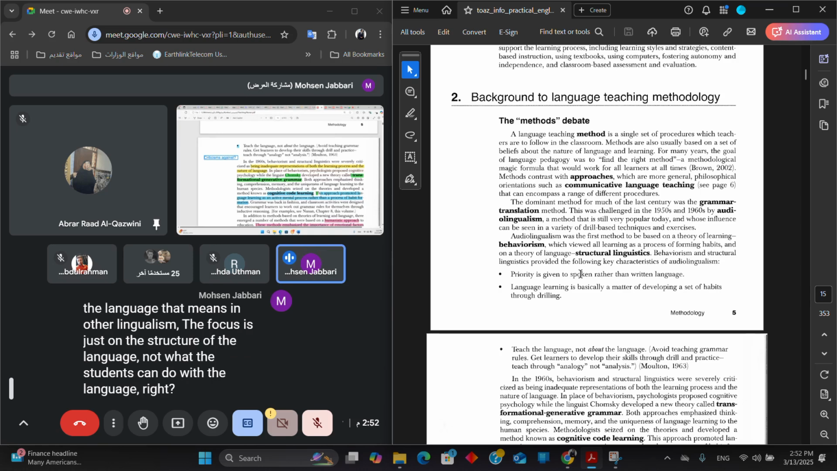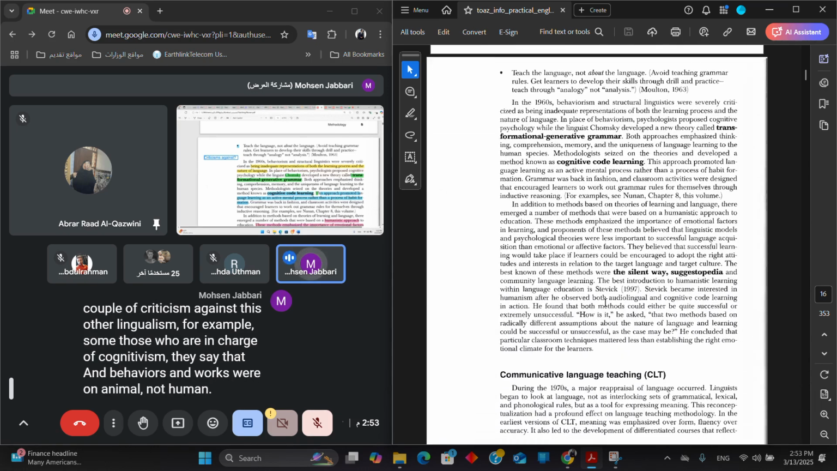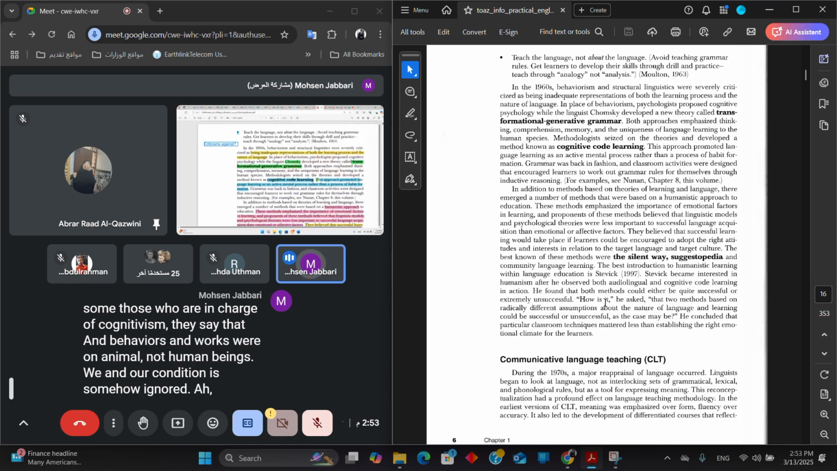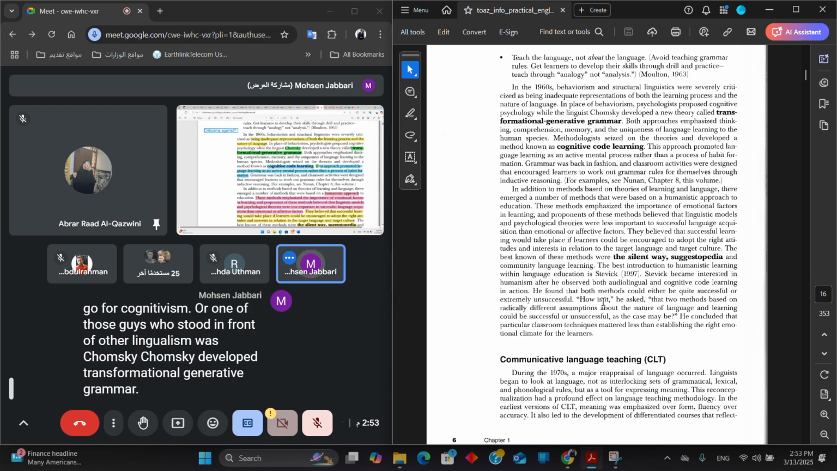There were a couple of criticisms against audiolingualism. For example, those who are in charge of cognitivism say that behaviorism works for animals, not human beings. And our cognition is somehow ignored by audiolingualism and behaviorism. Therefore, they go for cognitivism. One of those who stood against audiolingualism was Chomsky. Chomsky developed transformational generative grammar.